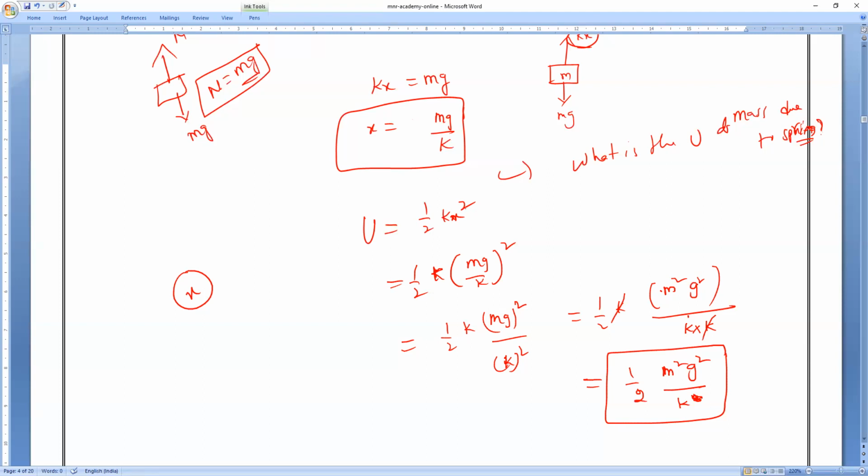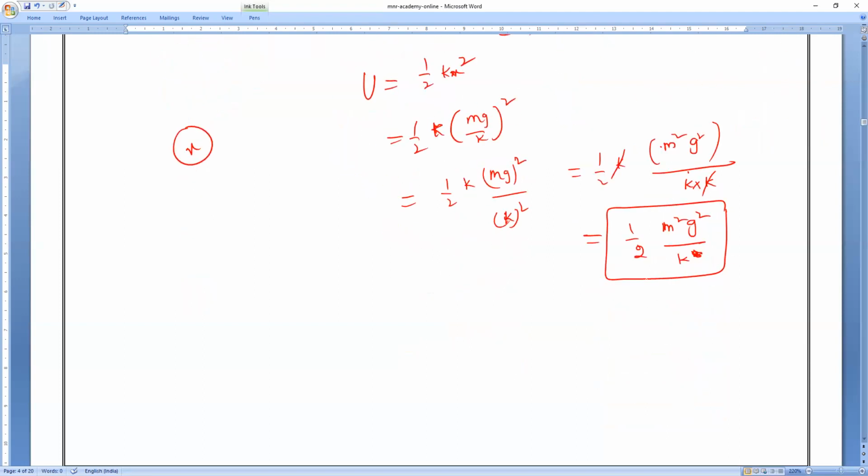So that is only what they are asking. What is the potential energy? Everybody? Half into m square g square by k. Okay, so that is what you have to remember. Any doubt? Anyone can ask. Do you all understand now? What is the formula for spring elastic energy?